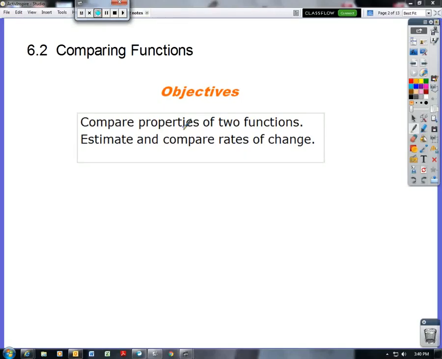Okay, this is lesson 6.2 for Algebra 2. It's on comparing functions.